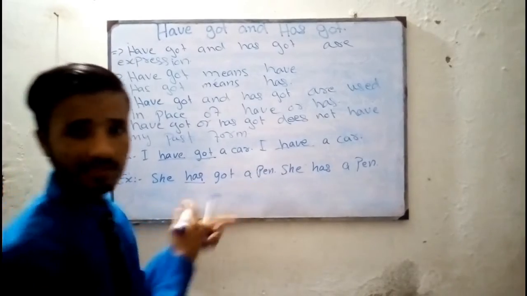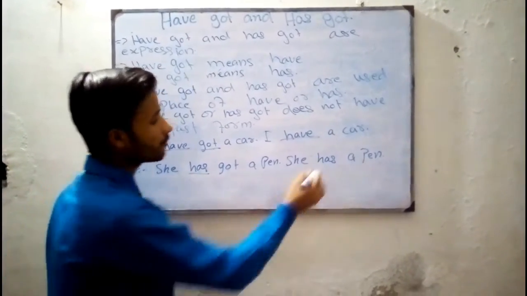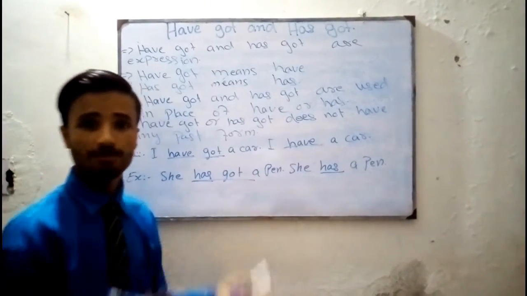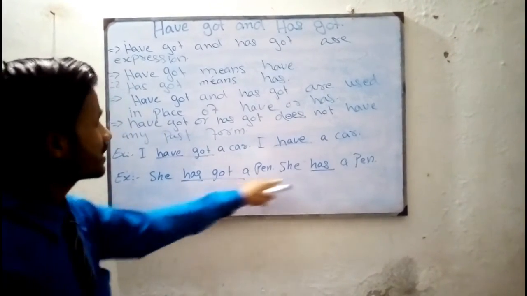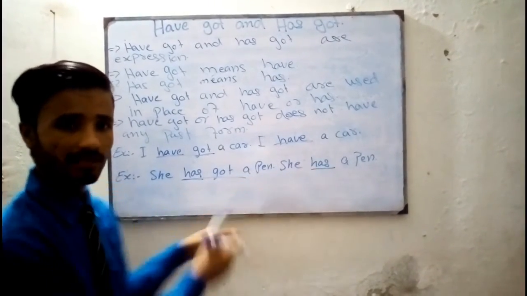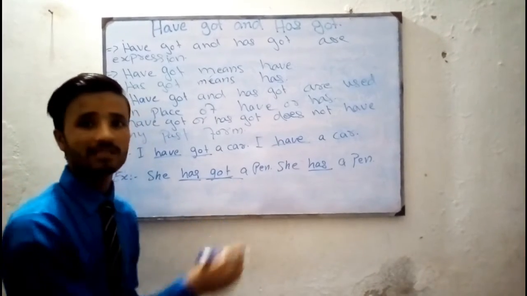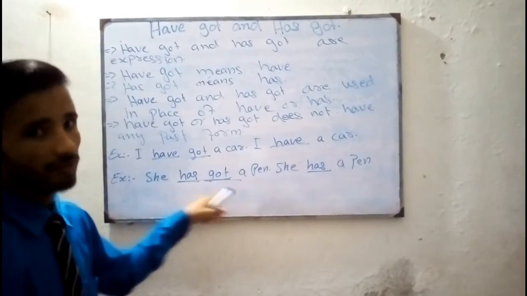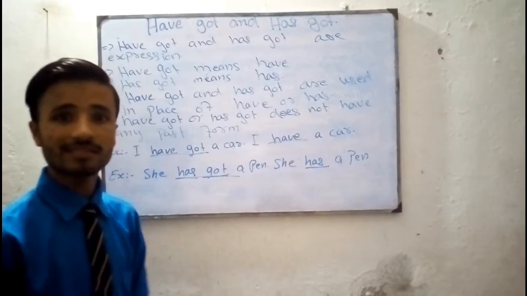Now this example means that she has a pen. I told you guys, we can use both, whether you want to use has or has got. Both have the same meaning. This example doesn't mean that she found a pen. Got sometimes gives the meaning of find, but it doesn't mean that she has found a pen. It means that she has a pen. Is this clear, guys?